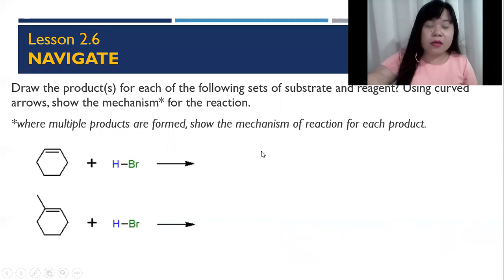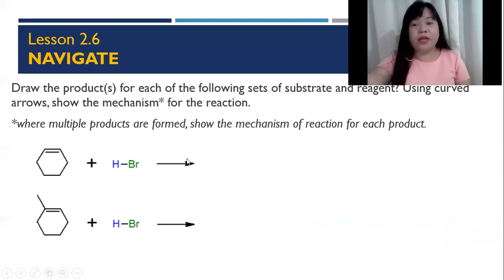So for the rest of the graded part of the navigate section, here are the two other items. So how do we draw the mechanism? In this case, you'll have just one product because whether H or Br attaches to this carbon or this carbon, you're going to have the same product. So we only have one product for this.